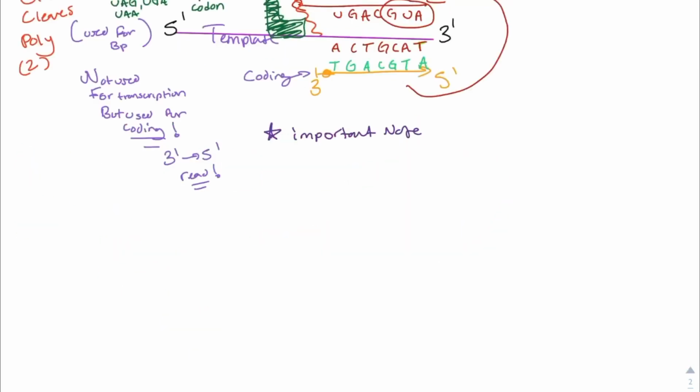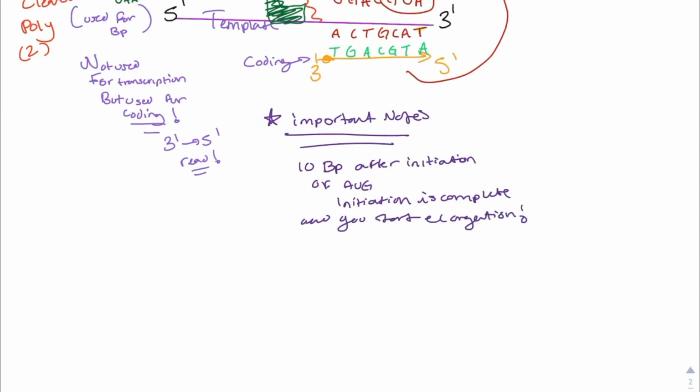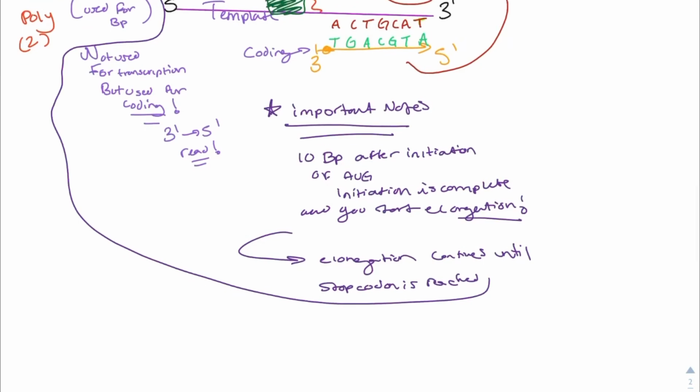After you do this, another important thing that you should be aware of is base pairs after initiation. After 10 base pairs have been coded for, after AUG, initiation stops, and then we go to elongation. Now, initiation is complete when you start elongation. So when you start elongation, you don't have initiation anymore. And then after elongation, you go until there's a stop codon. Until you get to the stop codon, and then that's where termination happens.